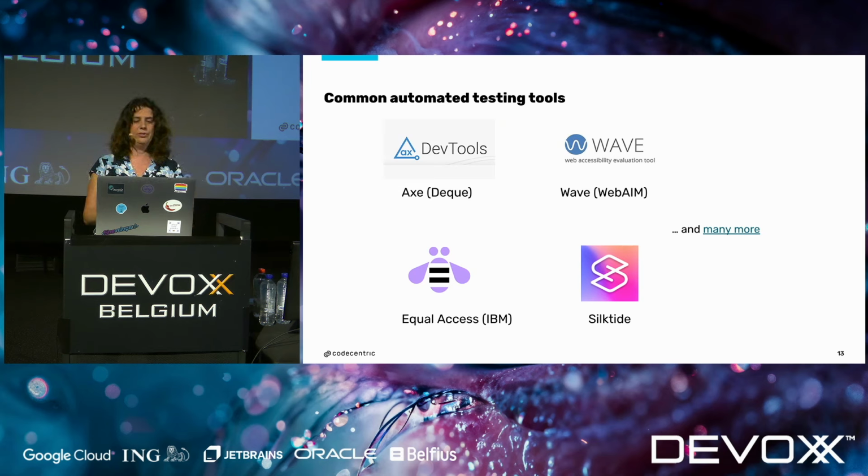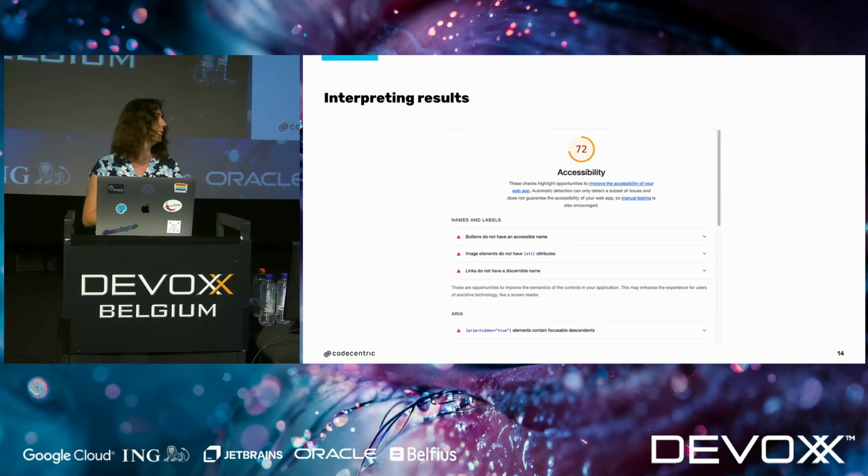How do these tools work? Well, they're doing a static analysis of your page. So you render your page, you give it to the tool, it analyzes it and gives you back some results. And then it might look like this. This is a screenshot from Google Lighthouse. So you have an automated accessibility testing tool right in your Chrome developer tools, which is nice. And it lists all these problems here that it found on this page.